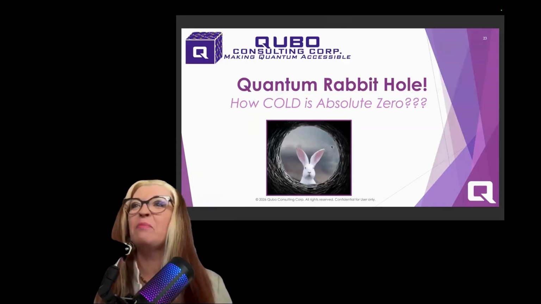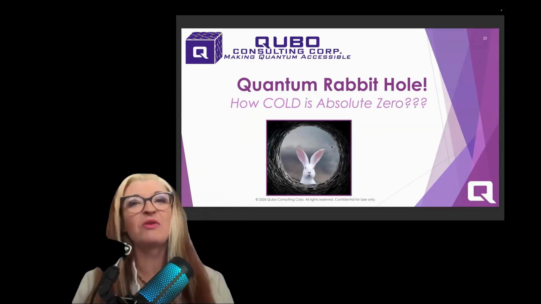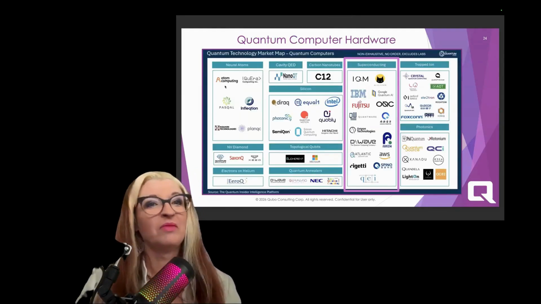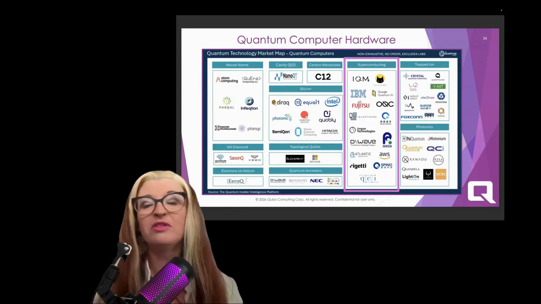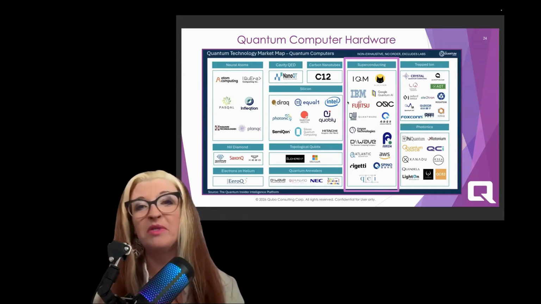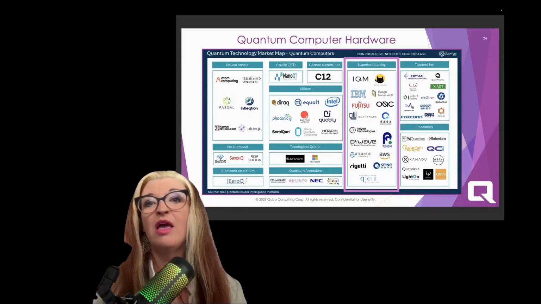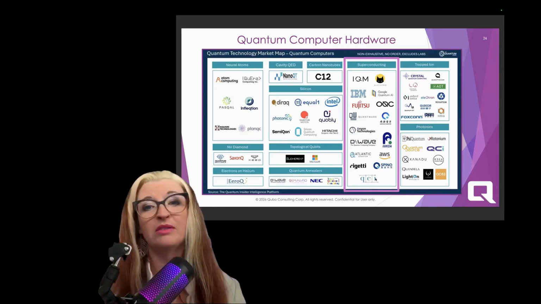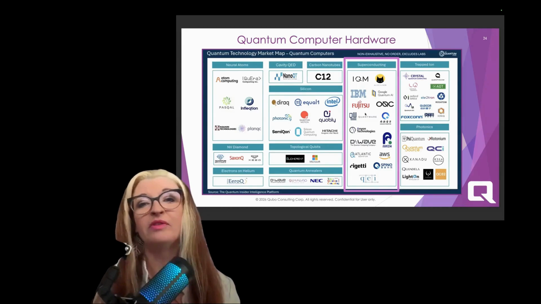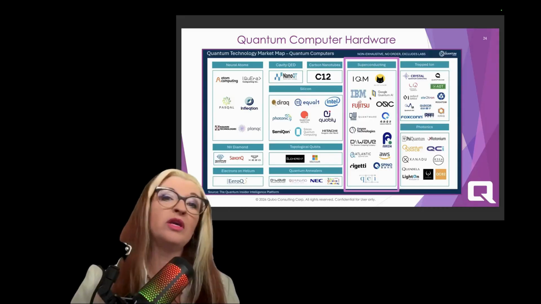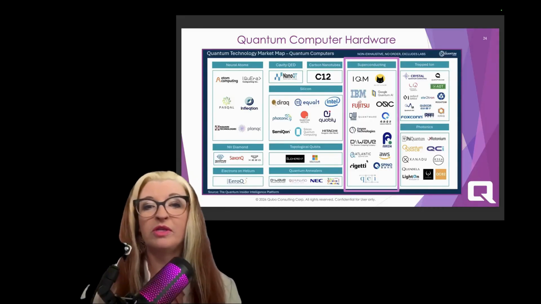All right, so we're going to pop back out of our rabbit hole. That is how cold absolute zero is. And like I said, quantum computers use all different types of quantum materials. We've been focused just now on superconducting circuits. As you see in this highlighted box here, there are tons of companies that have various devices based off of these superconducting circuits, including IBM and D-Wave and Google and Rigetti.